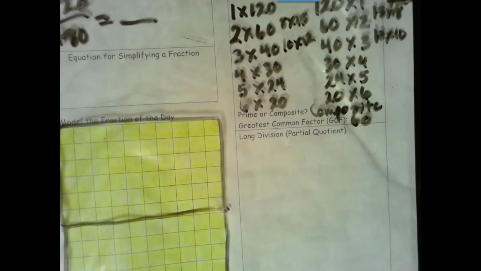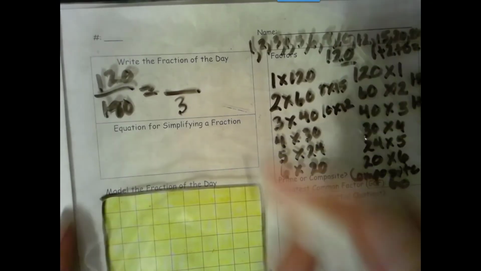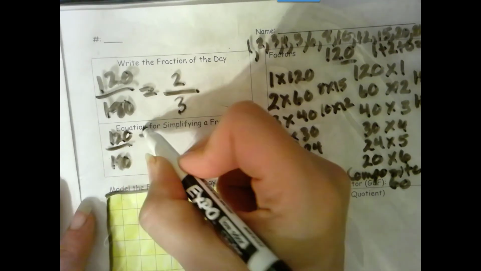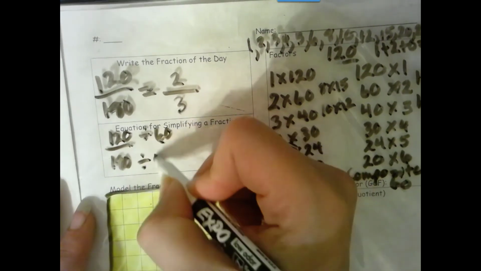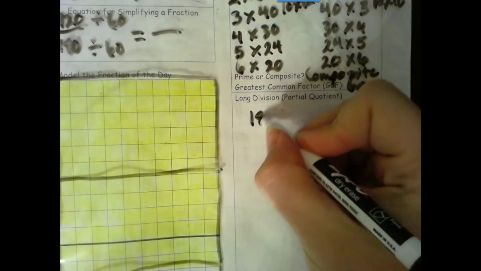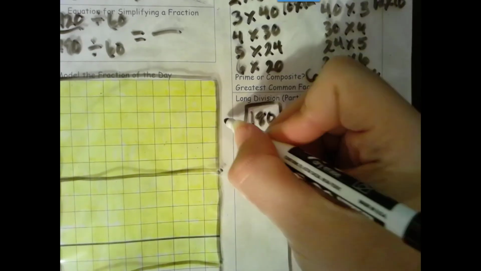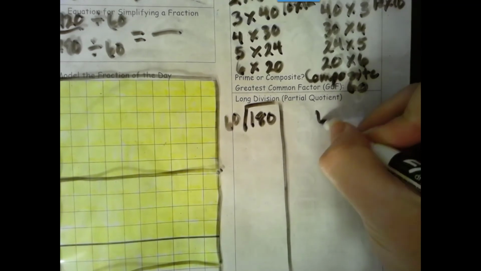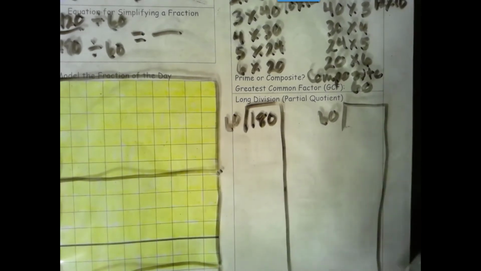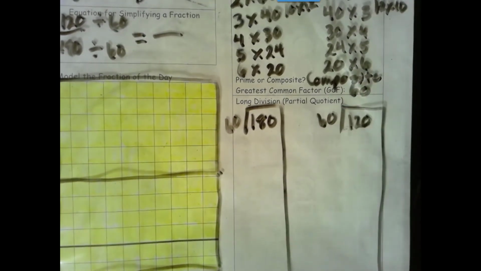Okay. How many total groups of 60 do we have? We have 1, 2, 3. How many groups of 60 are shaded in? We have 2. So now that we've done our division with our model, let's go ahead and divide using our algorithm with our greatest common factor. We're going to divide 180 into groups of 60, and 120 into groups of 60.